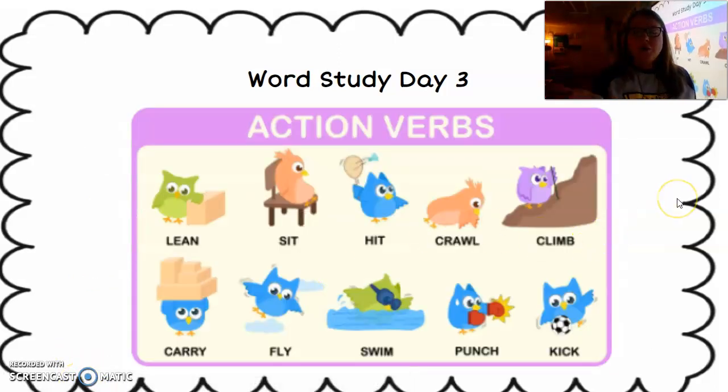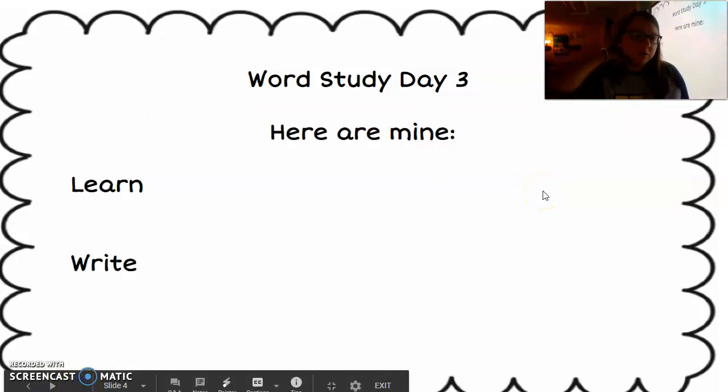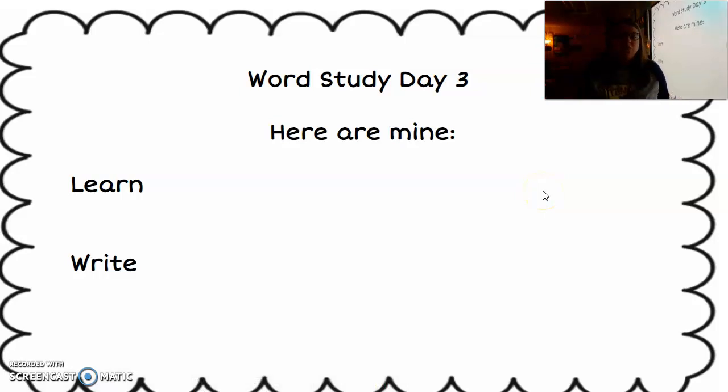Okay, so action verbs are lean, sit, hit, crawl, any type of activity that you're doing. So the 2 verbs that I wrote down are learn and write. So what am I going to do with these 2 words? Well, first, I need to decide what type of syllable type I have in these words. Is it the spelling pattern CVC, is it CVCC, or CVVC?